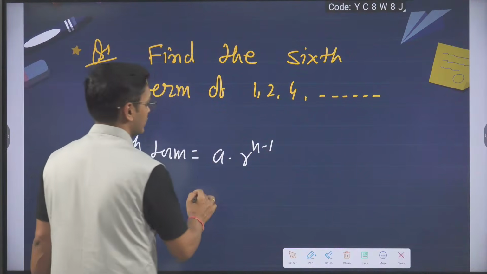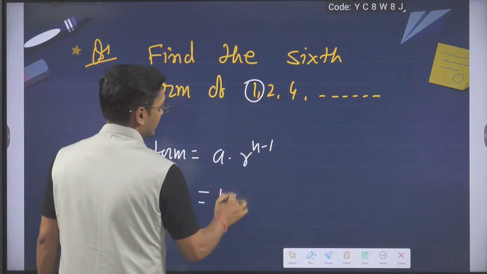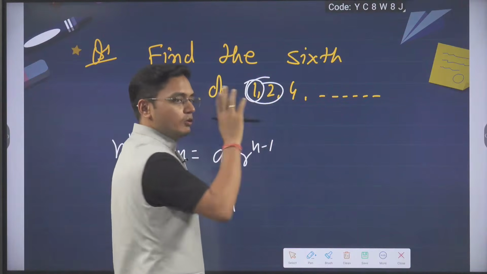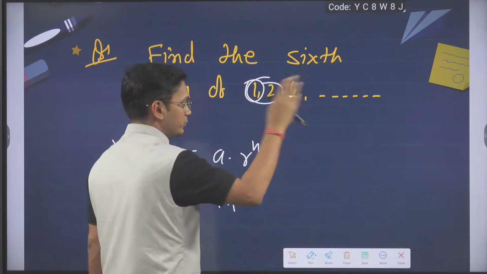A is the first term. What is the first term here? 1. Ratio: ratio means divide any two. It doesn't mean only the first and second; second and third also, then next to next, previous, we can divide.